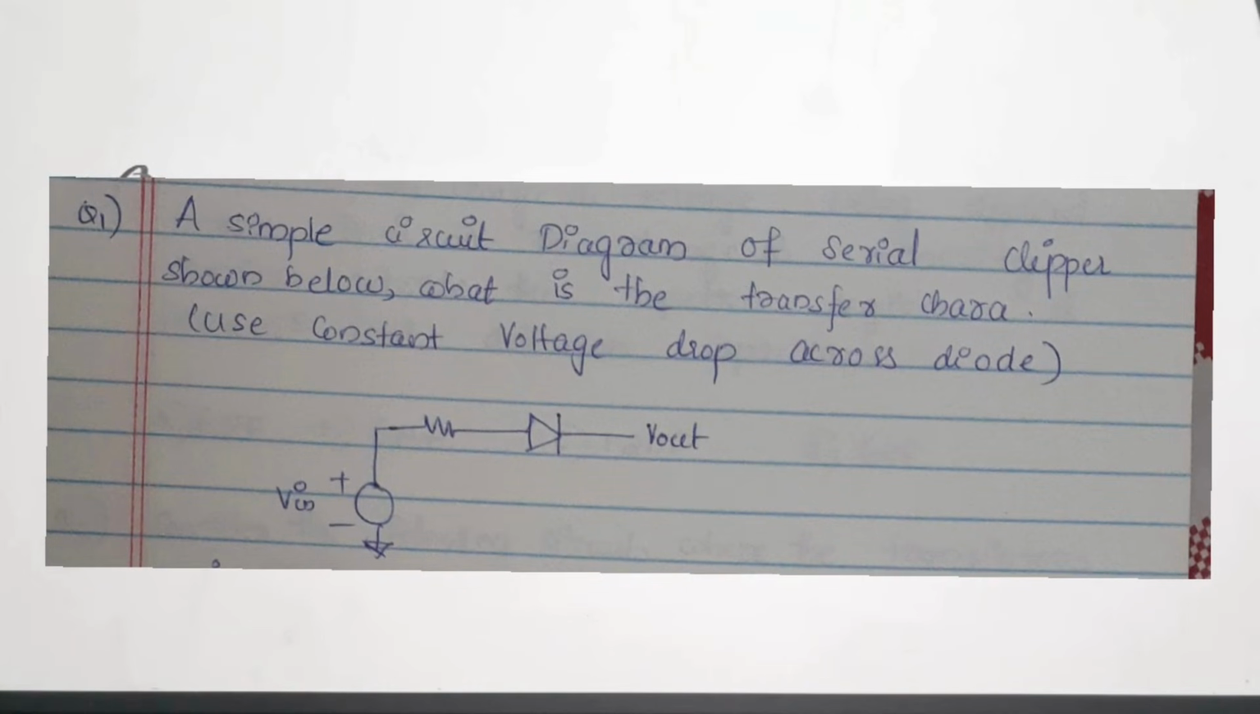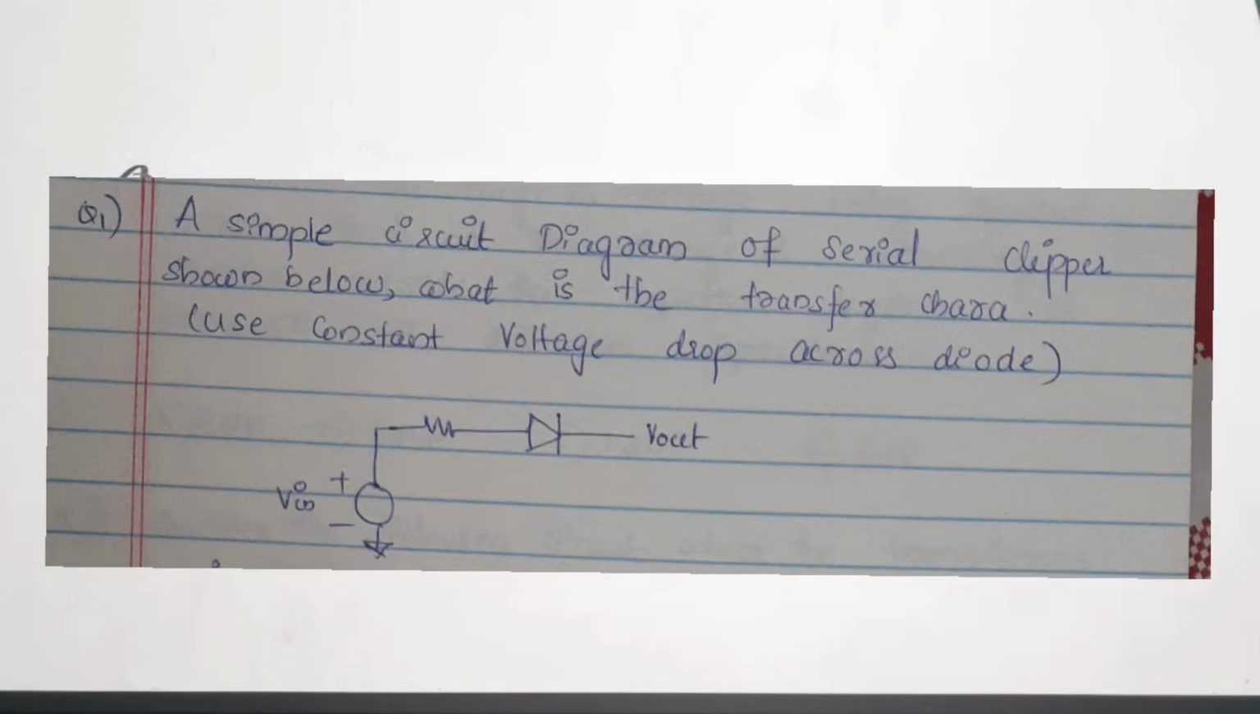So this is a mock test for analog electronics. I hope you have seen the questions and answered them. Now we can see the solutions. The first question is: a simple circuit diagram of a series clipper is shown below. What is the transfer curve?